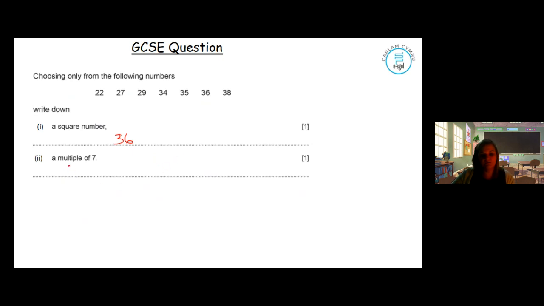Question 2, a multiple of 7. Well, a multiple is what we've just done a couple of minutes ago. That is your times tables. So we're looking for a number that is in the 7 times table.